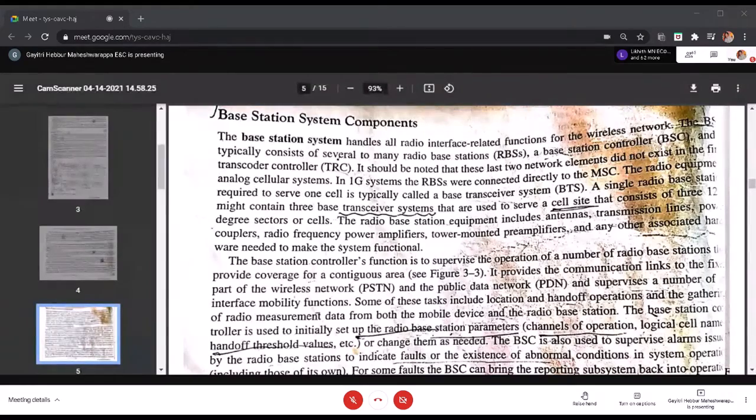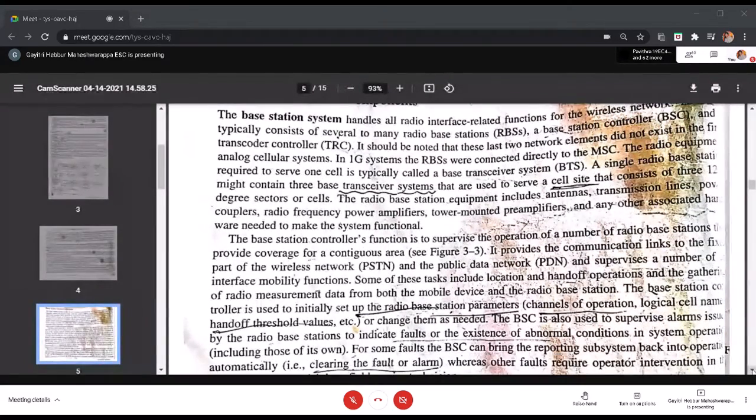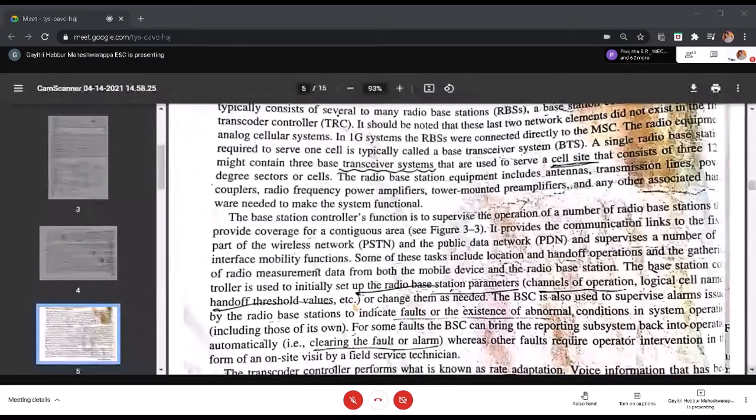It will set up the radio base station parameters. If you have around 10 radio base stations under the control of a single base station controller, it will allocate the channels for each radio base station, and also logical cell names. Logical cell names are identification numbers given to each radio base station, the software identification of the radio base station, and also handoff threshold values. As I told you, handoff threshold values mean the received signal strength of each radio base station, which the coverage area and output power decide.